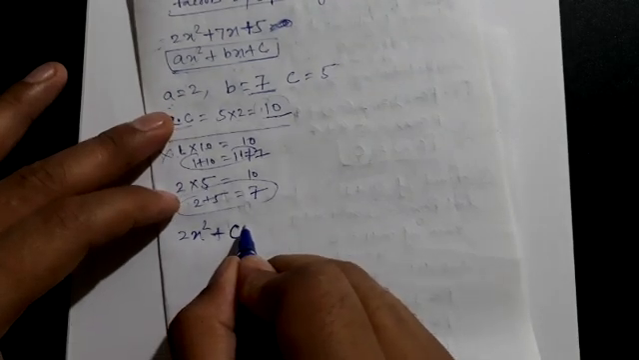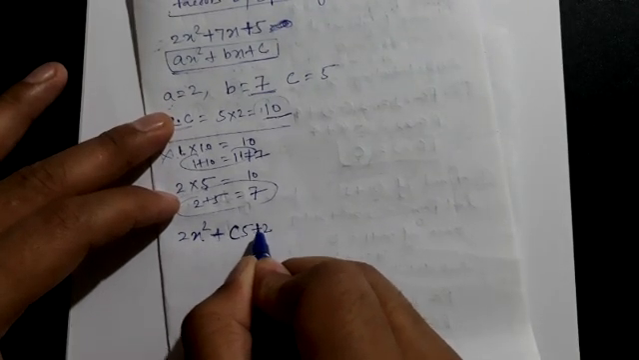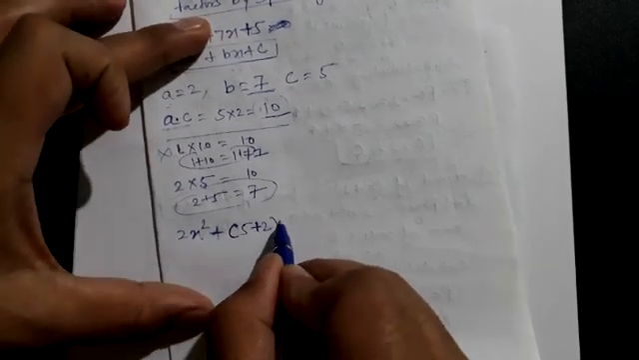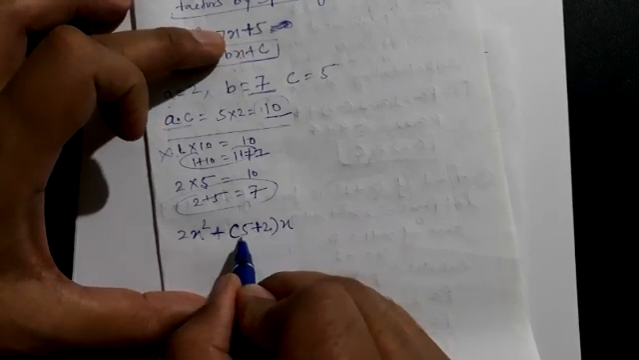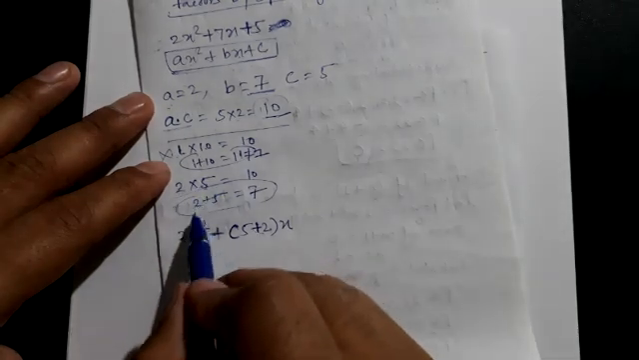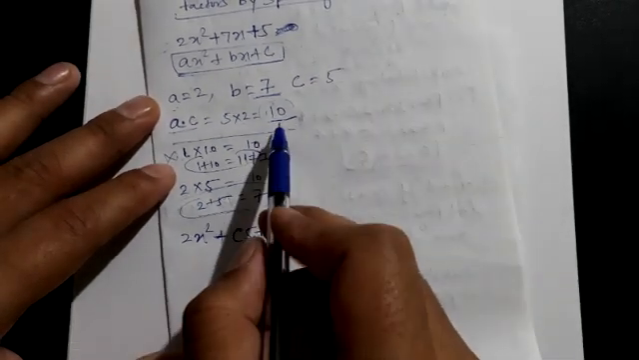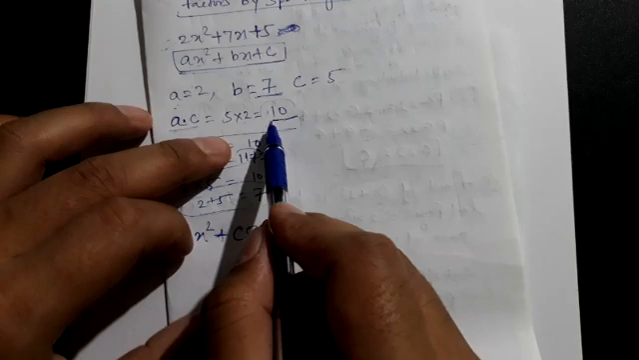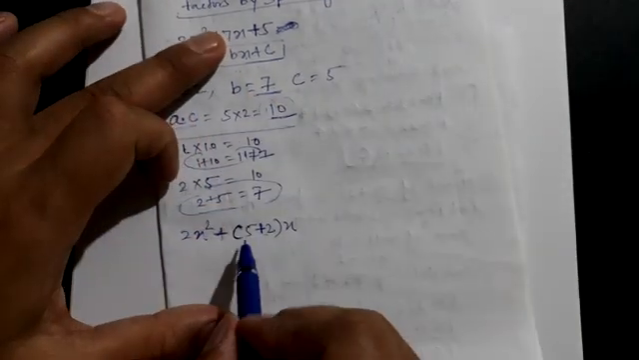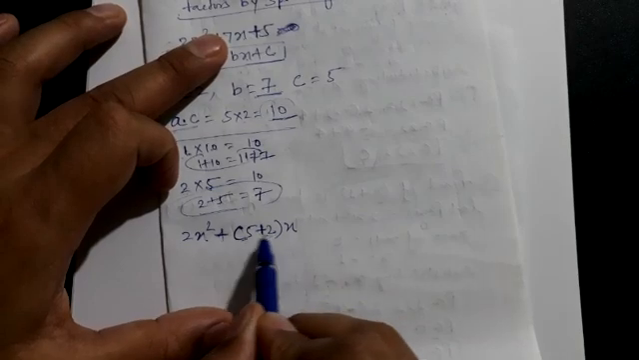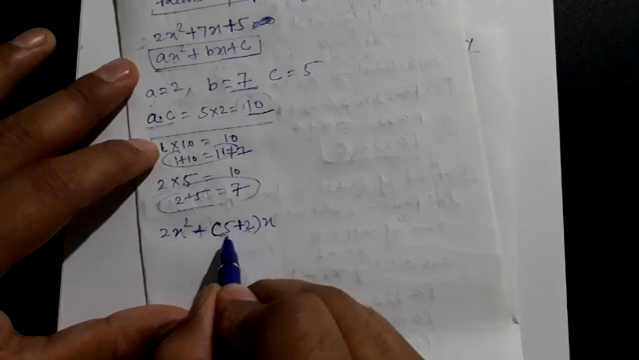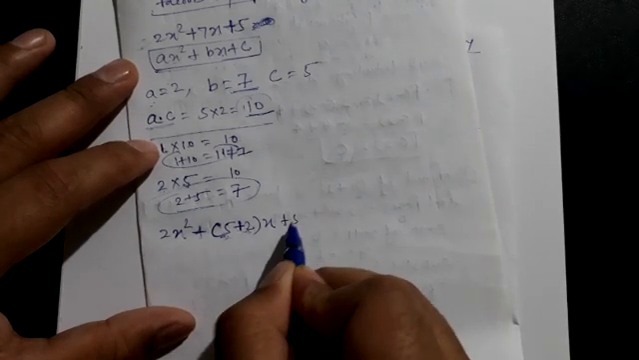So 7 can be written as 5 plus 2. Is this clear? The 7 I am writing as 5 plus 2, into x, because x is already there. Only this 7 I am writing as 5 plus 2. Why am I writing 5 plus 2? I have already explained. We have to find such factors of 10 whose sum will be equal to this 7. Getting this or not? So 5 plus 2 is 7, and 5 into 2 is 10. Correct. So 7 can be written as 5 plus 2, into x, plus 5.